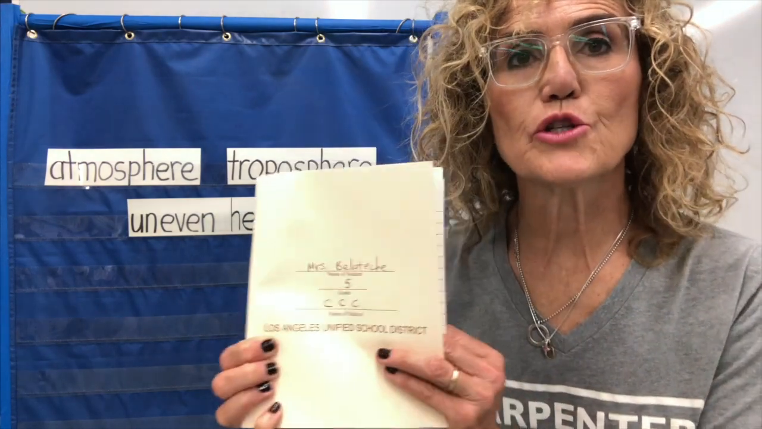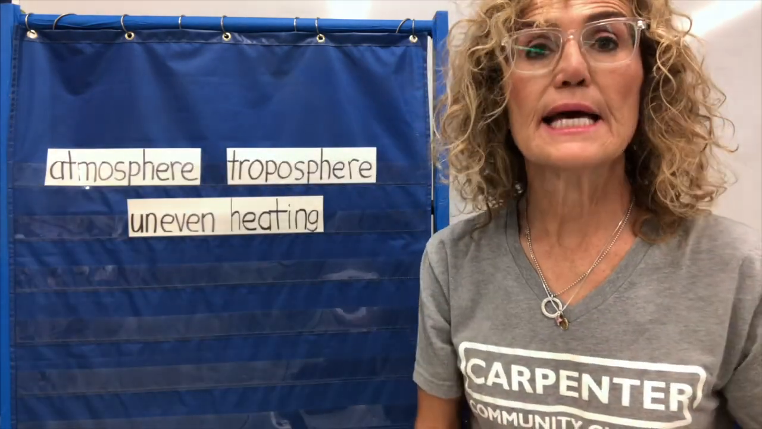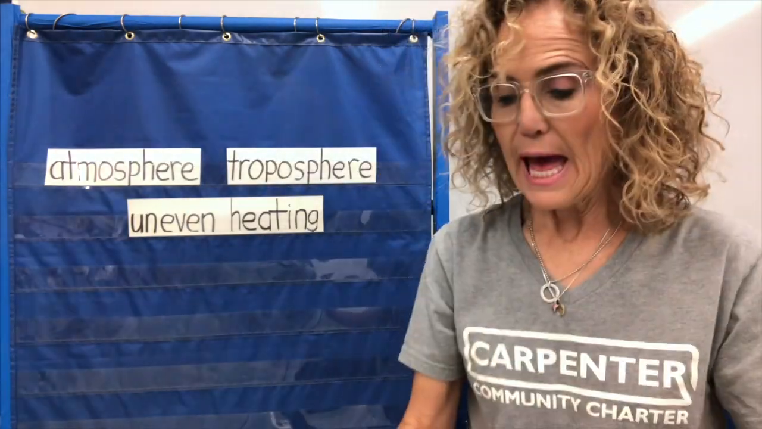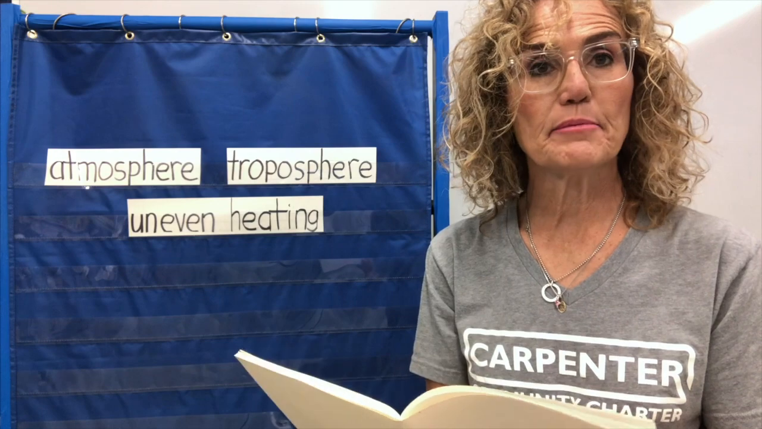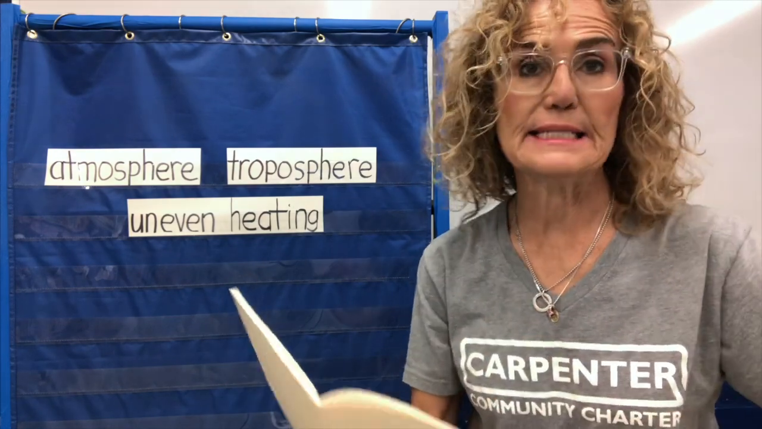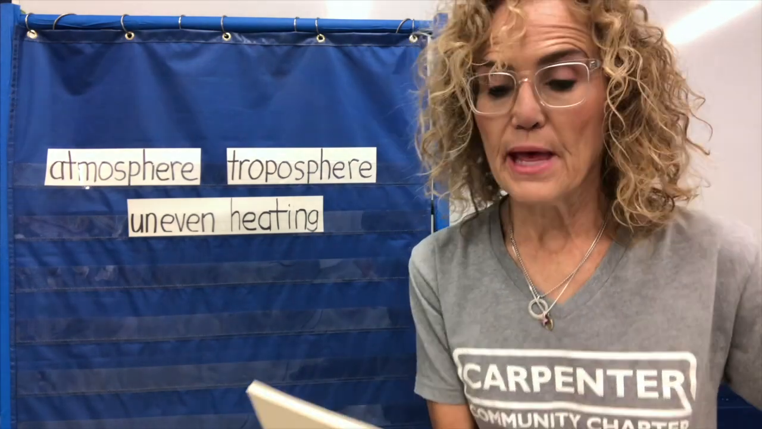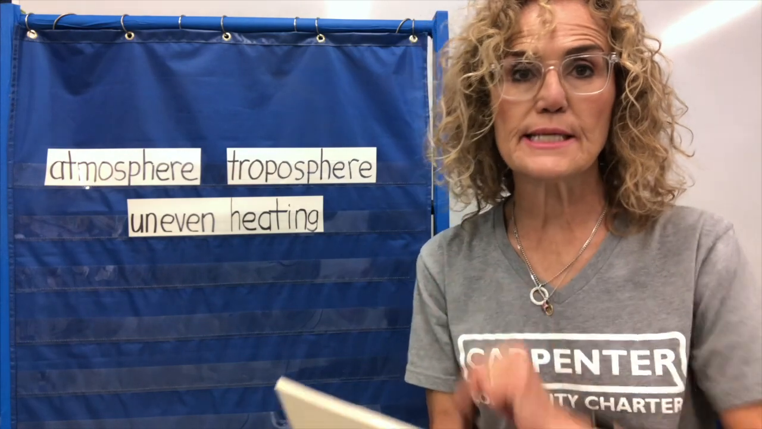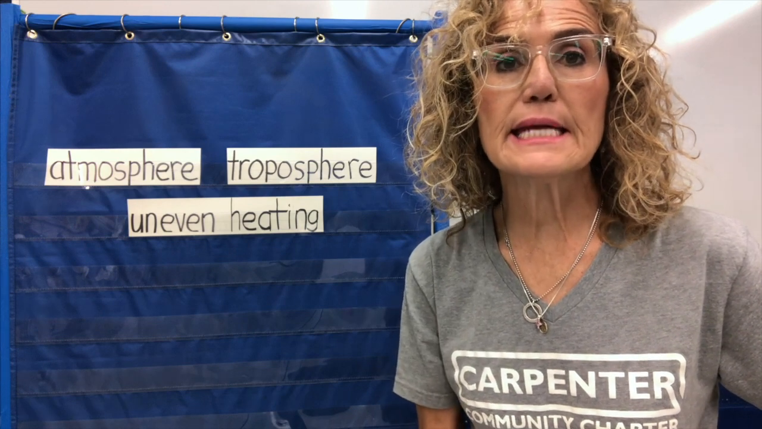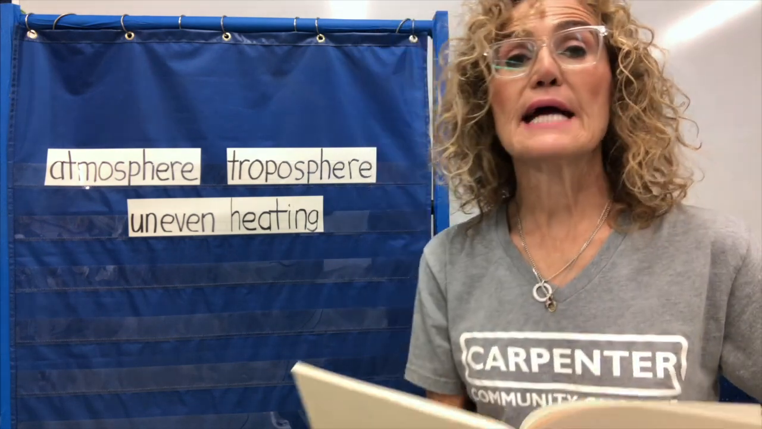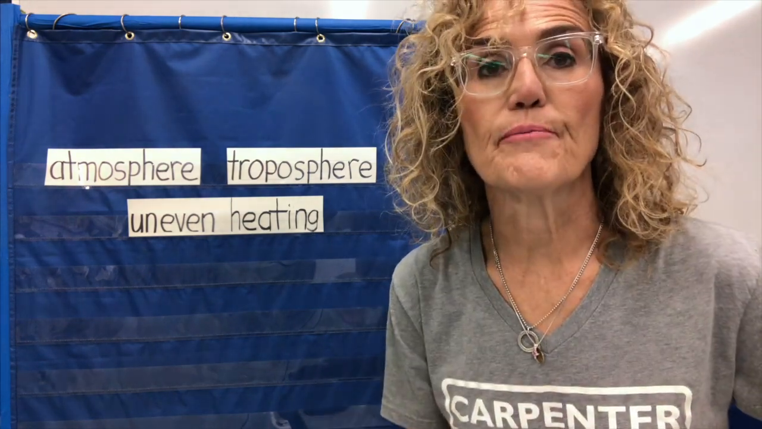Before we get started, I want to make sure you have your notebook. I'm going to turn to the table of contents, and number 8 is going to be uneven heating. For me, mine is on page 13. After I have done my table of contents, I turn to page 13 and I put the date at the top. And the title is Uneven Heating of the Earth. Then I have 2 questions I want you to write. The first one is, what Earth materials heat up fast? And the second question is, what materials heat up slowly?